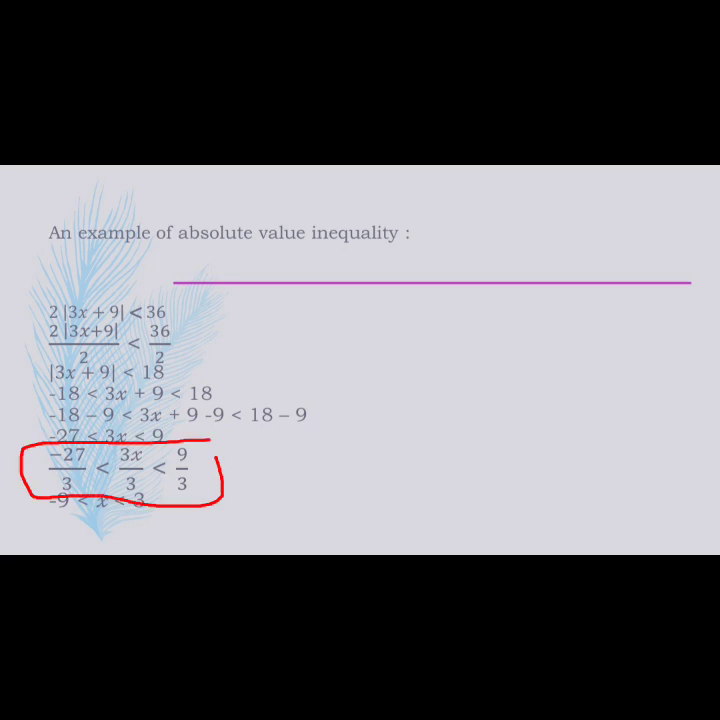Next, in this section, we can divide all three parts by 3. Negative 27 over 3 less than 3x over 3 less than 9 over 3. So, negative 27 divided by 3 equals negative 9. 3x divided by 3 equals x. 9 divided by 3 equals 3. The result is negative 9 less than x less than 3, or x greater than negative 9 and x less than 3.